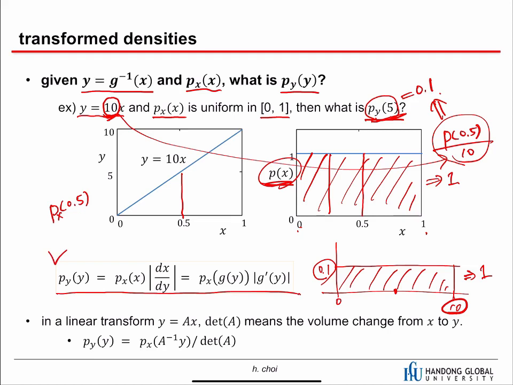P sub y of y is actually P sub x of x times this volume change. Okay, how much change? So this one says when x changes, the ratio of the change of x to the change of y. And in a linear transformation like this, we already talked about this one. Determinant A means the volume change from x to y. So P of y is P of x divided by volume change.